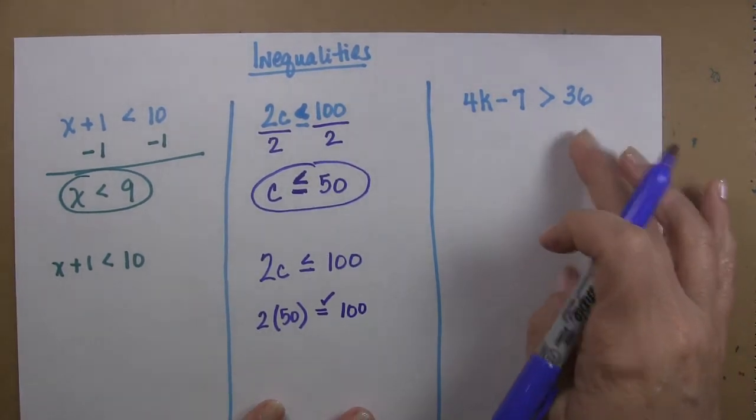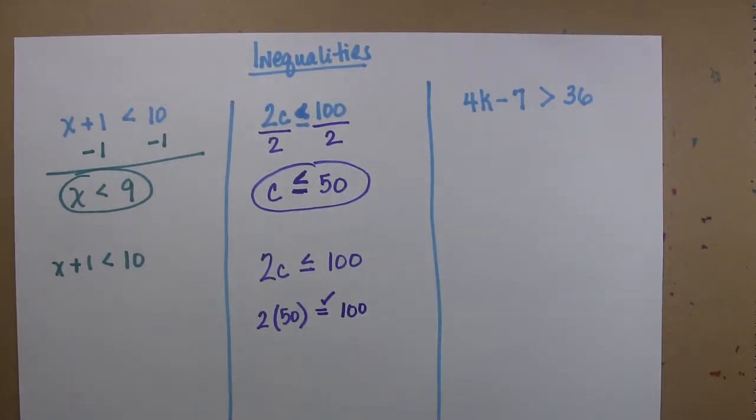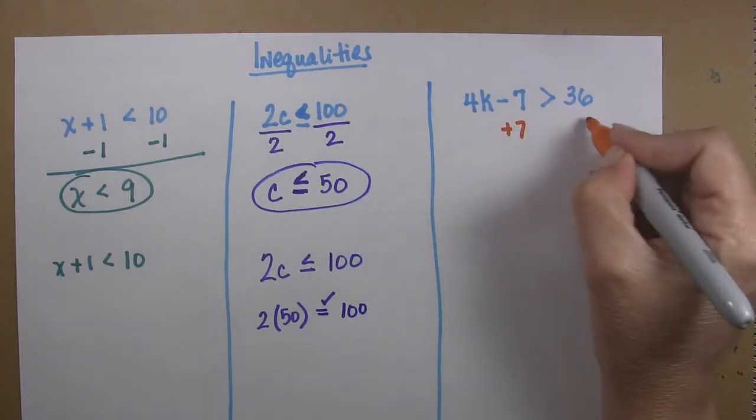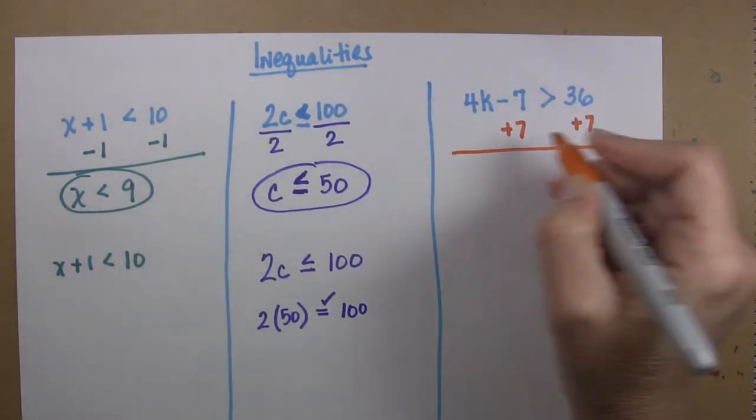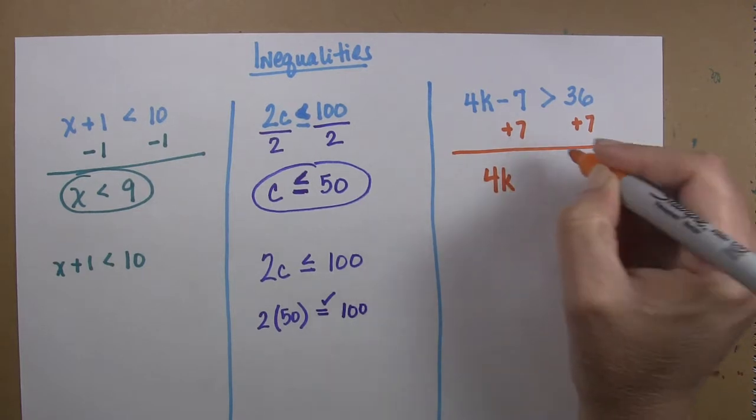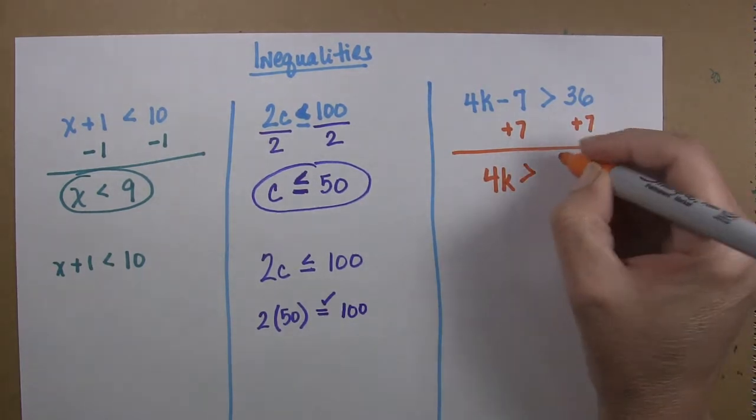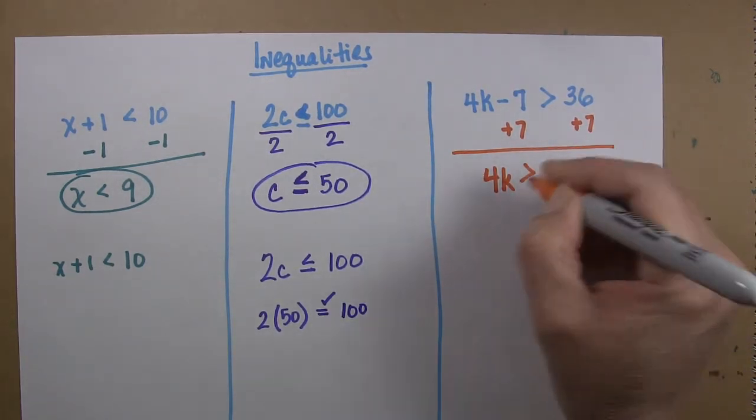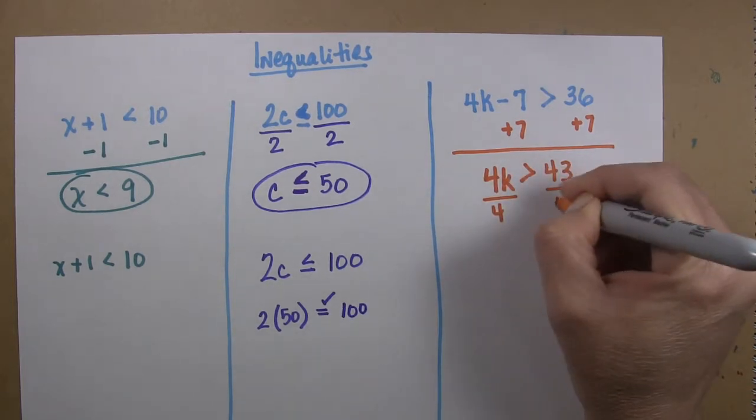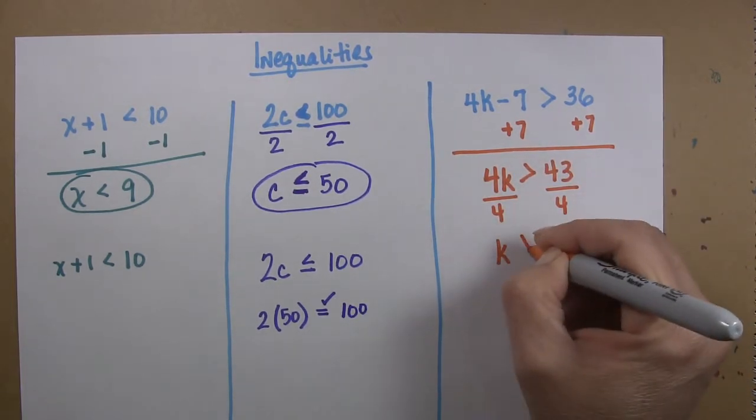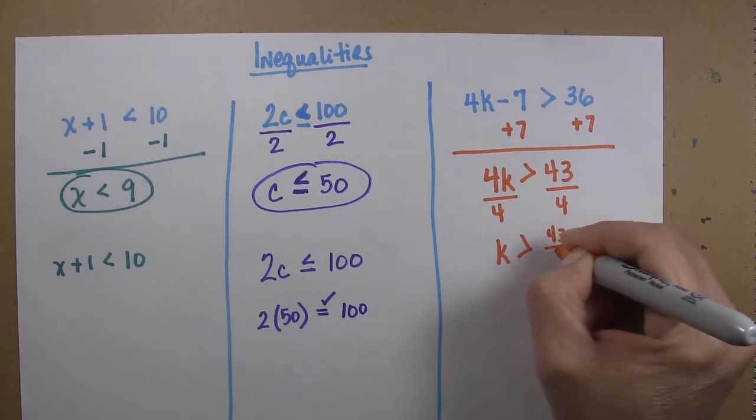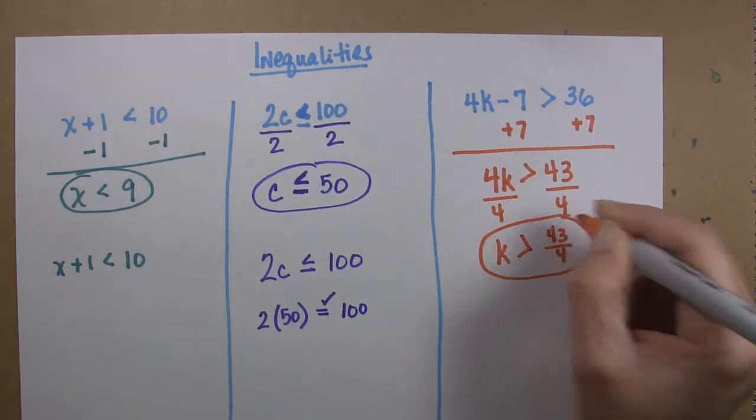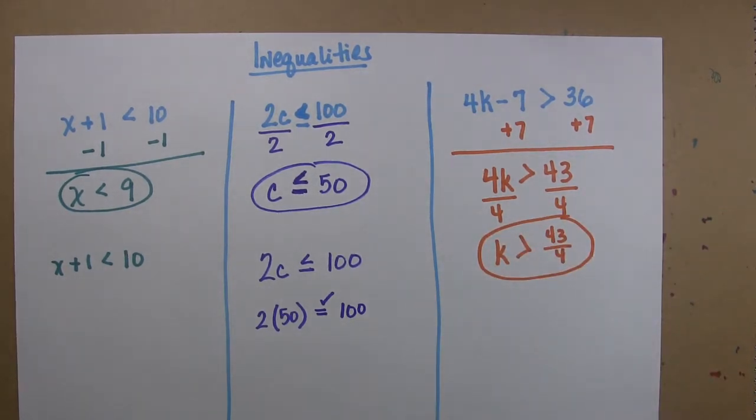Okay, let's take a look at this last one. So this last one, we will add 7 to both sides. So that gives us 4k is greater than, what is that going to be, 43? Divide both sides by 4. K is greater than 43 over 4, which I'm just going to leave in that improper fraction format because that's fine.